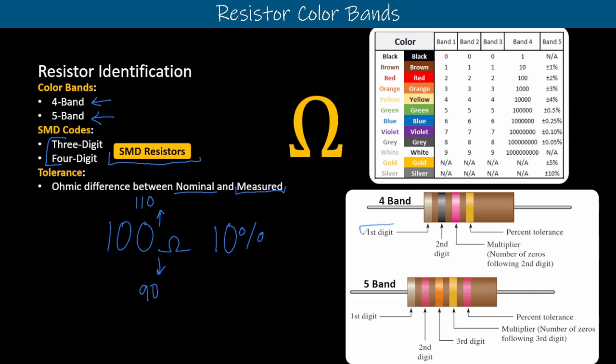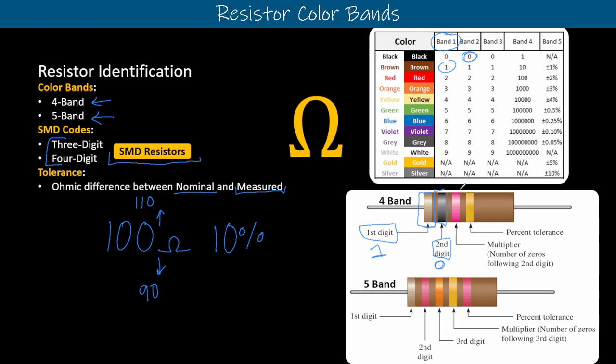Our 4-band resistor here has the first digit as a brown band. And so on our color chart up here, we can see that each of these colors are represented by a number, brown representing 1. So we can put a 1 in for that first digit. The second digit here goes up to this black band. And so band 2 is going to be black. And we see black is across the top and it represents a 0. So we're going to put a 0 in for that digit.